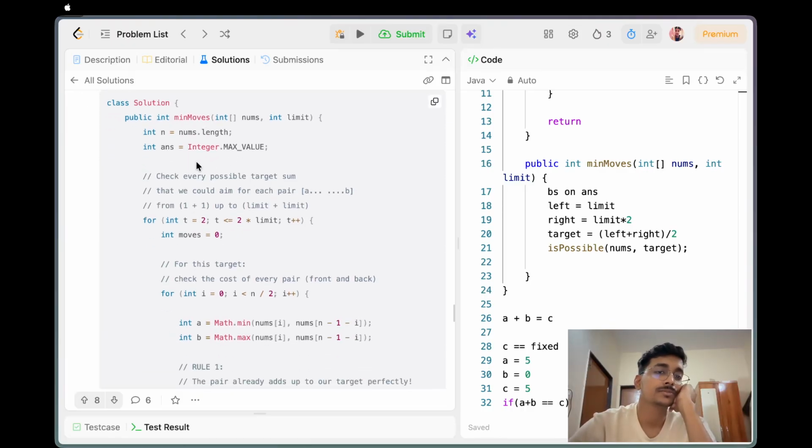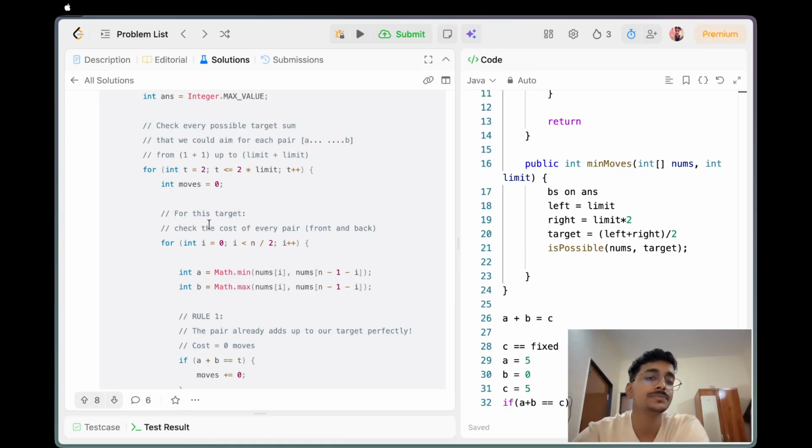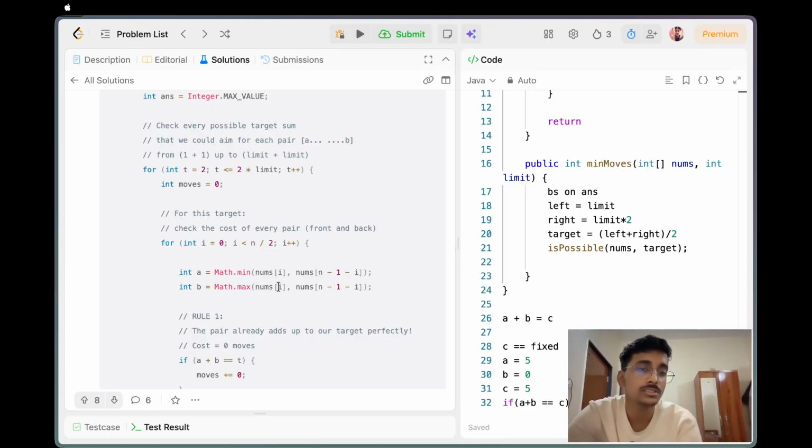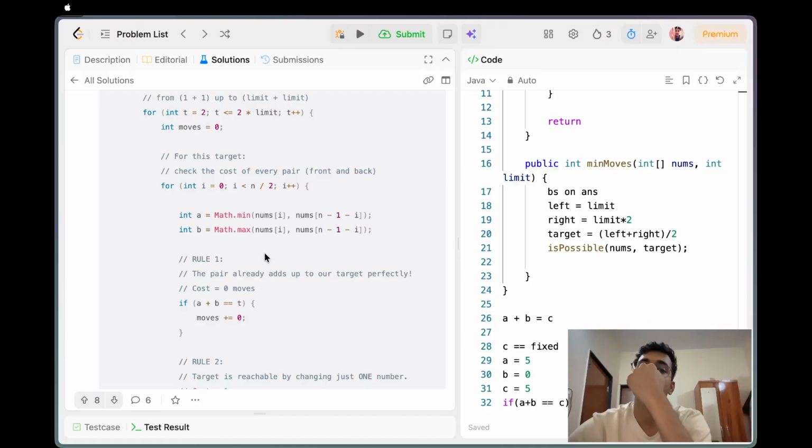Fine. Check every possible target sum that we could aim for each pair. So for every target solution you can go from this to this. For this target, check the cost of every pair front to back. Then the cost of y, calculating the same thing two times, the max of this and the min of this. Okay, A is the minimum and B is the max.